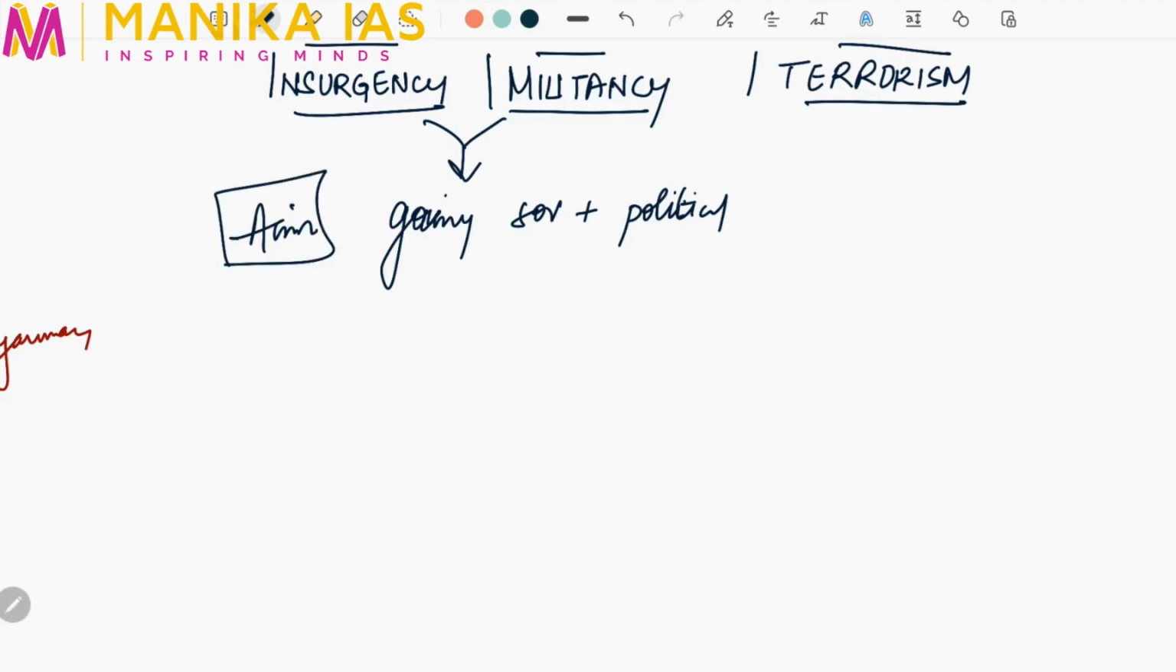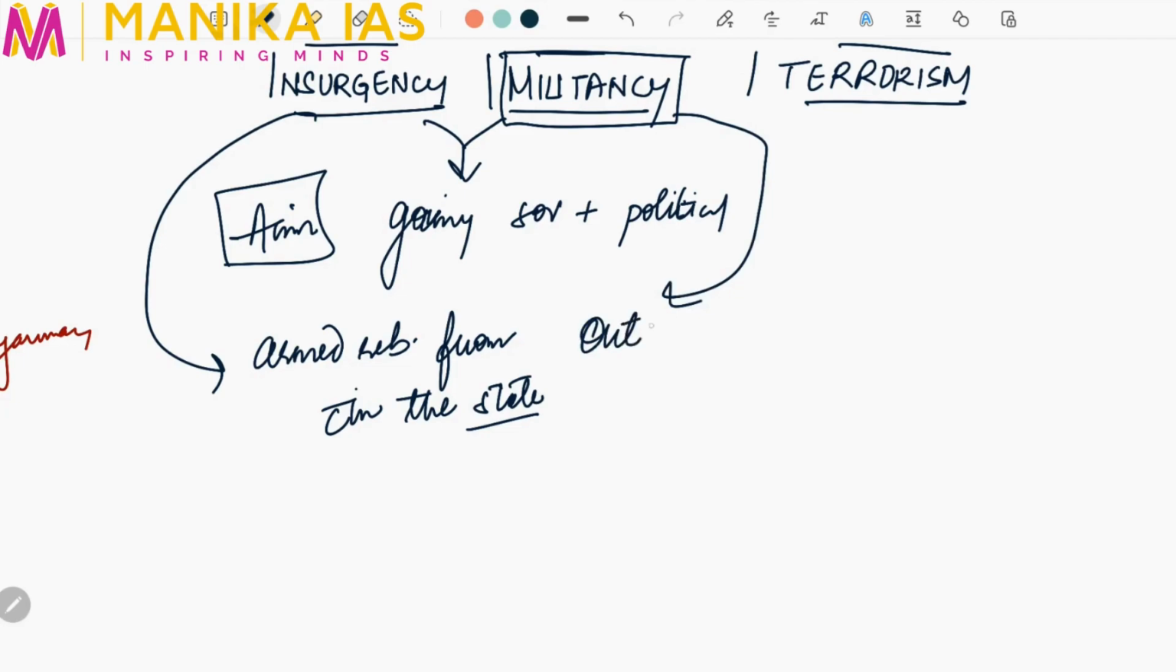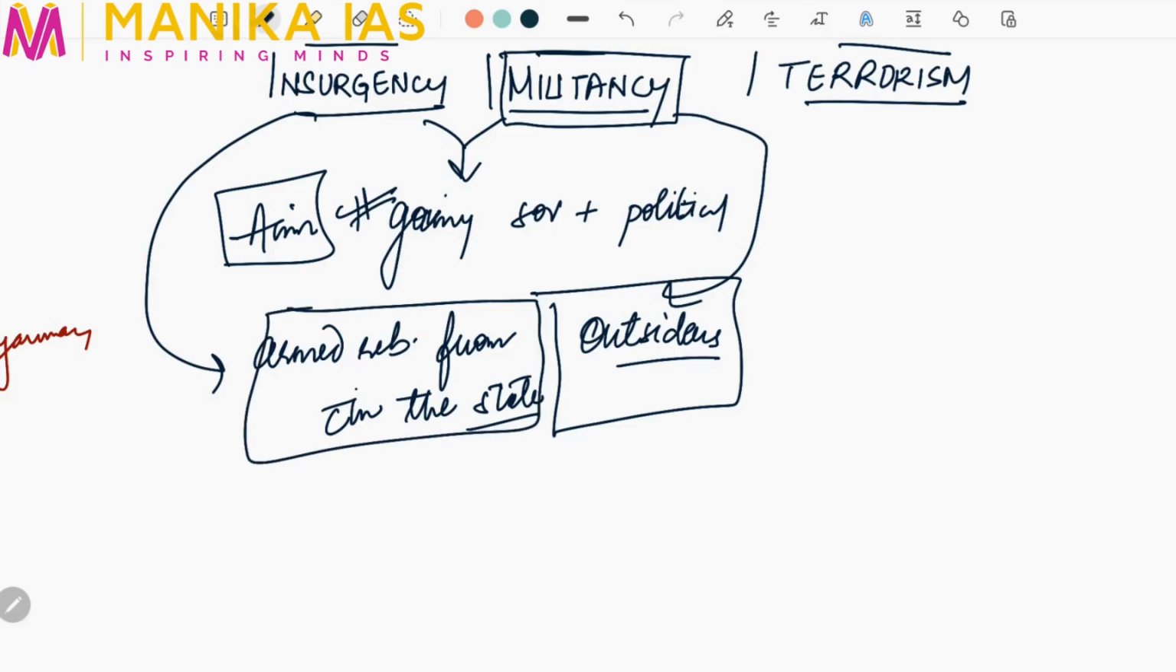But then what is the difference between the two? Whenever you use the term insurgency, that means it's an armed rebellion from within the state itself. However, whenever you use the term militancy, it is also an armed rebellion, but by outsiders, not from the people living in that state, but from other countries or other states. This is the basic difference. Although the aim remains the same, the people who are conducting the armed rebellion are different.